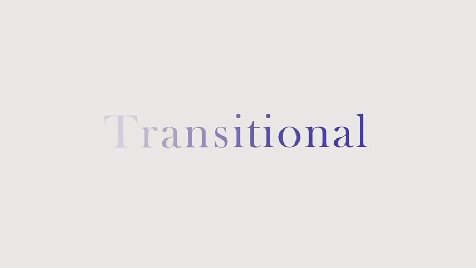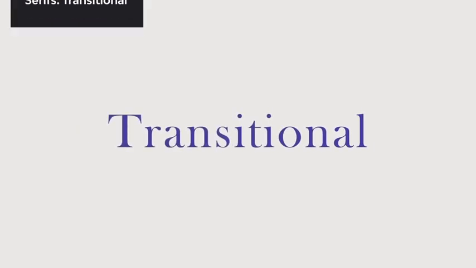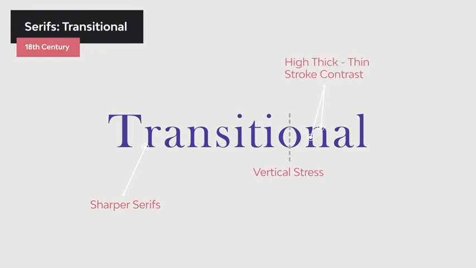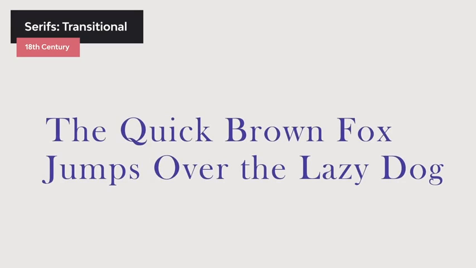Next we have transitional. These fonts came into picture in the 18th century. They were a transition between the old style font and the modern style. Since printing processes became more refined, it allowed for finer details on the fonts. A few of the characteristics are sharper serifs, near if not completely vertical stress, higher contrast between thick and thin strokes. Baskerville is a perfect example of a transitional font.